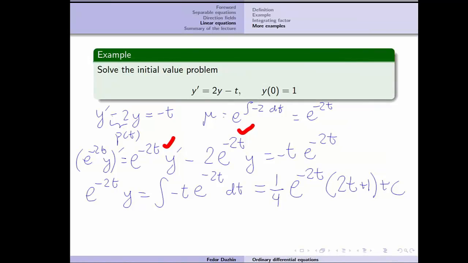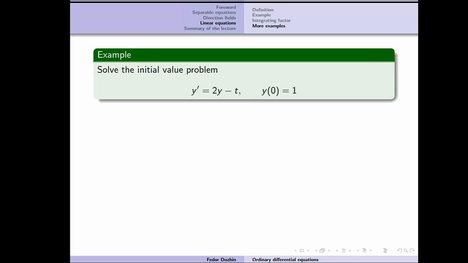Well, then I need to solve for the constant. So let me continue. I will write that e to the minus 2t y equals 1/4 e to the minus 2t times 2t plus 1 plus constant.